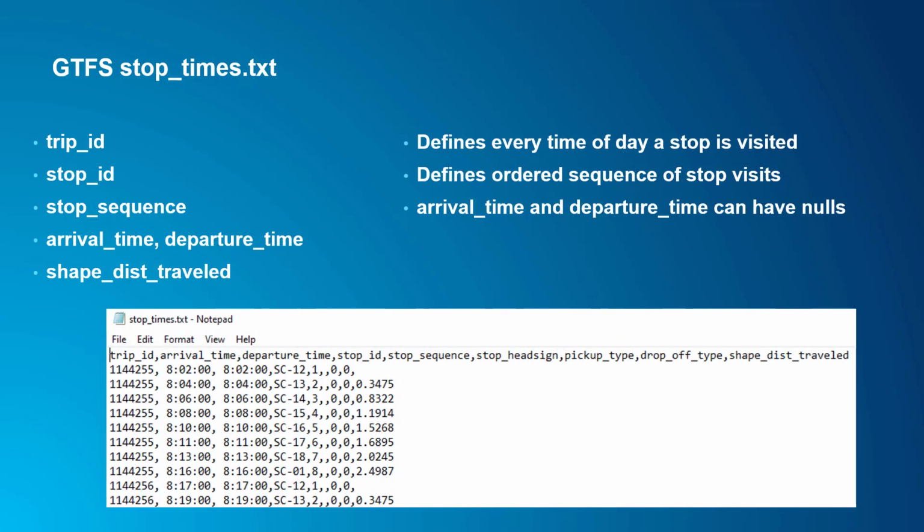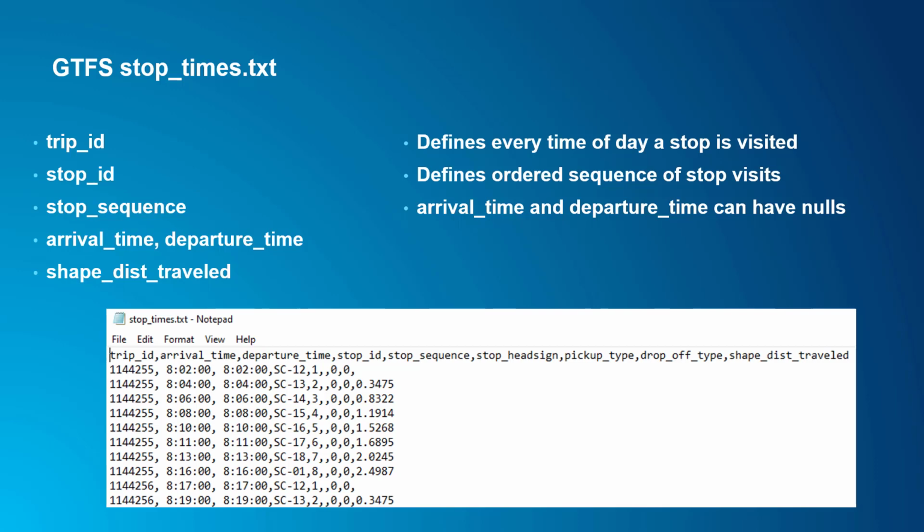The stop_times.txt file defines every time of day that a stop is visited. This is how both the times of day and the sequence of stops is defined for trips. There are several relevant fields. Trip ID relates back to the trips.txt file. Stop ID relates back to the stops.txt file. Stop sequence defines the order of stops along this trip. Arrival time and departure time define the time of day the stop is visited. Shape dist traveled relates to the shapes.txt file, and it's used when rendering partial shapes in, say, a journey planner.